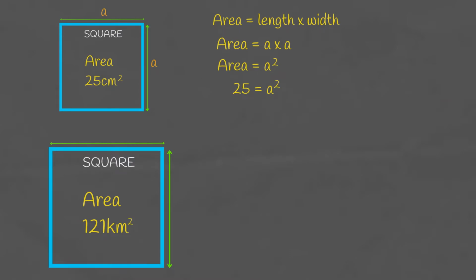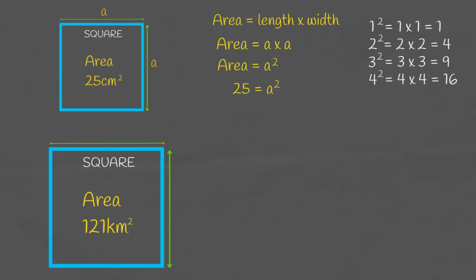Now to find A, we can do it the long-winded way by finding which number times itself is equal to 25. And if we write them all down, we'll find that 5 times 5 is 25. So A is 5. However, this method won't work when the numbers get more complicated, so a better way to work this out is to take the square root of both sides.